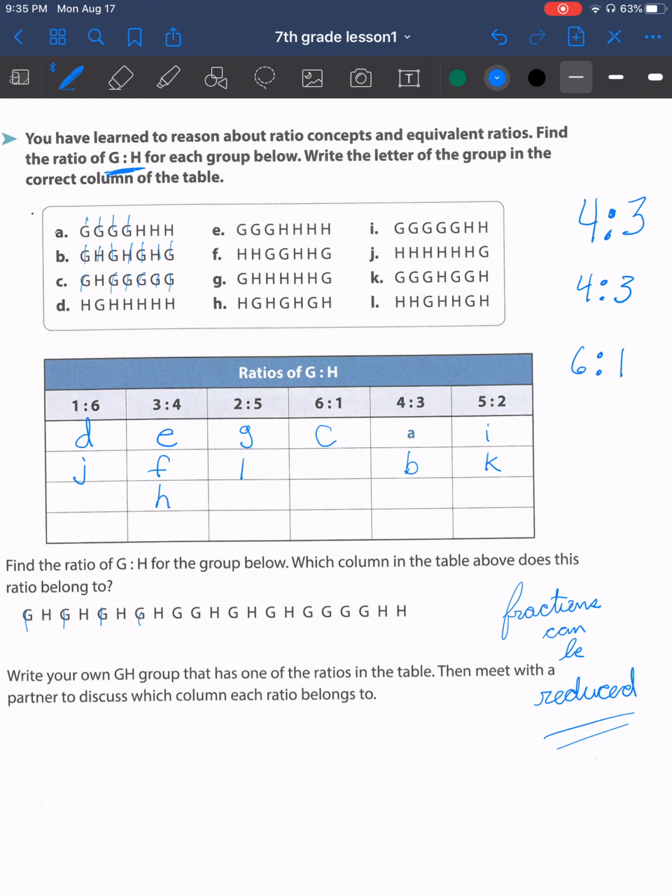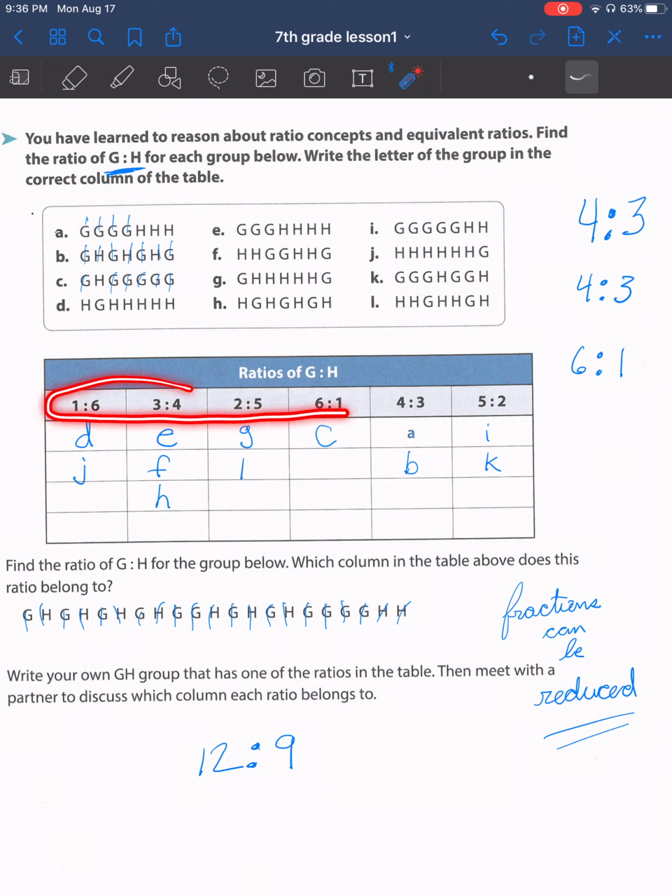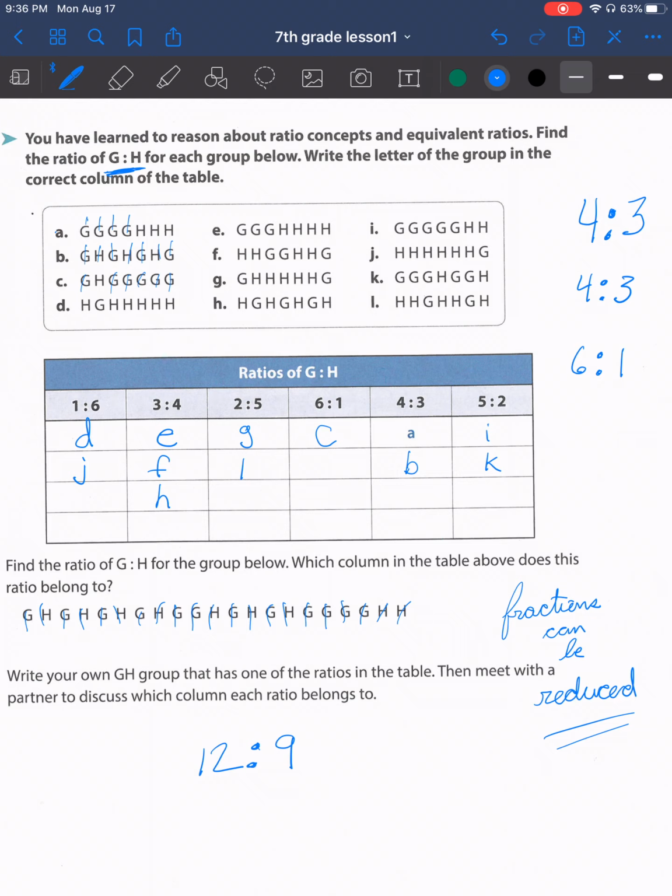1, 2, 3, 4, 5, 6, 7, 8, 9, 10, 11, 12. So there's 12 G's to how many H's? 1, 2, 3, 4, 5, 6, 7, 8, 9. Okay, 12 to 9. Now, is there a 12 to 9 column up here? Definitely not. So that means what we need to do is we need to reduce. So think of this as 12 over 9. What can I take out of both of these that they have in common? I know 3 times 3 is 9, and I know 3 times 4 is 12.